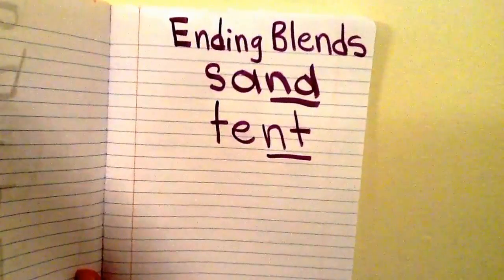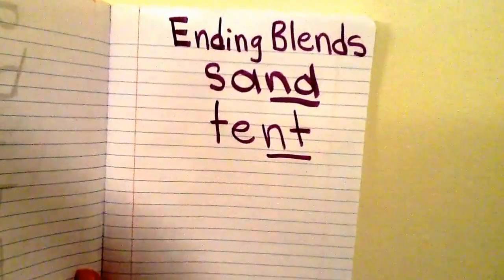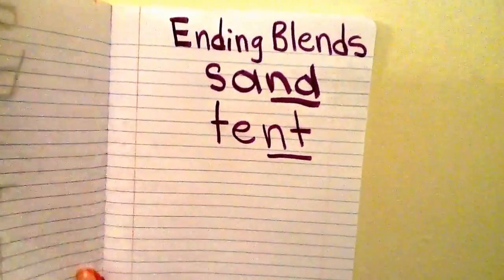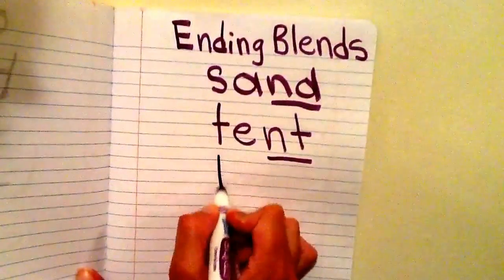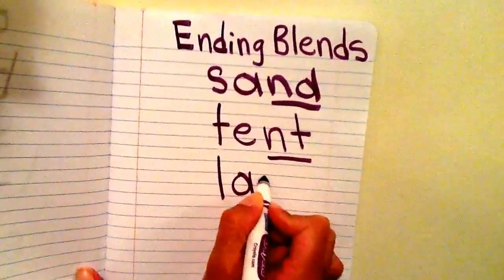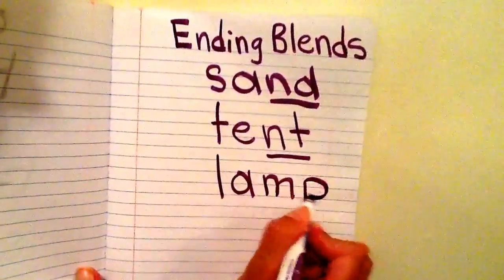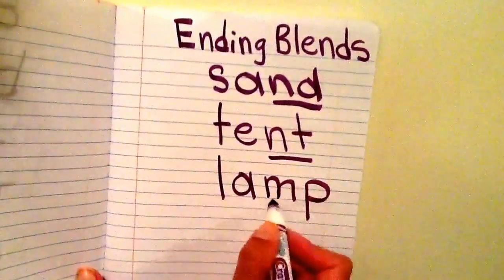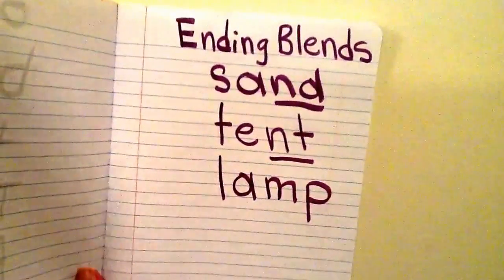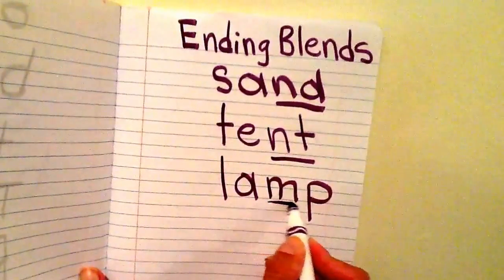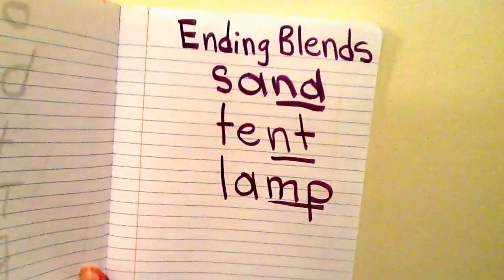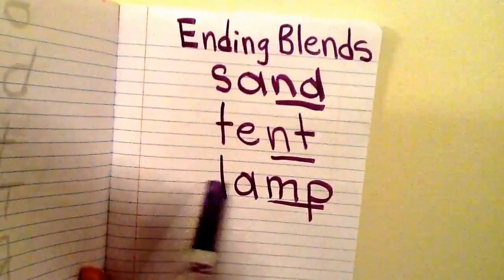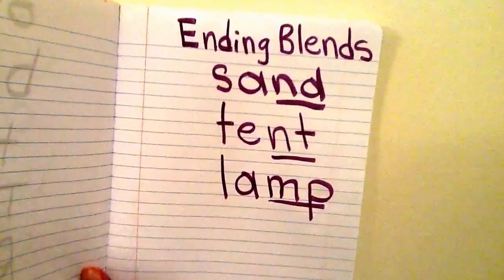Another word that has a consonant blend at the end is the word lamp, lamp. So I'm going to say that slowly, lamp. I hear mp at the end. I hear MP. So I wrote both consonants at the end of the word. Because I heard two consonants together, I need to make sure that I write both of them. So please write lamp in your word study notebook, L-A-M-P, lamp.